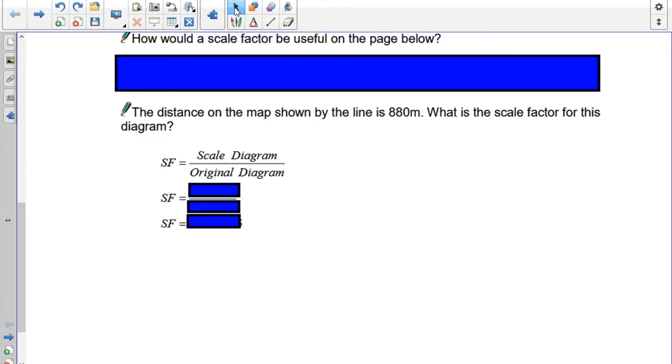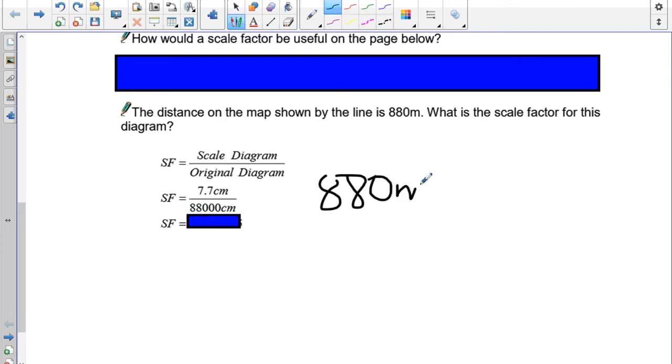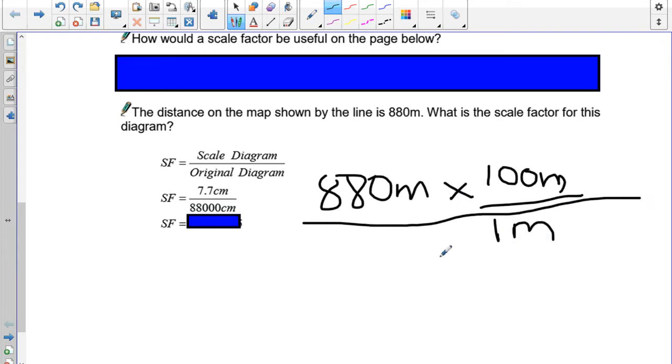Okay, so from our measurement, we know that the diagram's measurement is 7.75, and I'm going to round to 7.7, right? And then, of course, the bottom one I told you was 880 meters, and I've already done the conversion here for you. So let's just show you how I did that. We know we had 880 meters. To convert 880 meters to centimeters, we know that there's 100 centimeters in 1 meter. Now, if you think about this as your fraction calculations, top times top, bottom times bottom, right? We know that, so this should say centimeters.